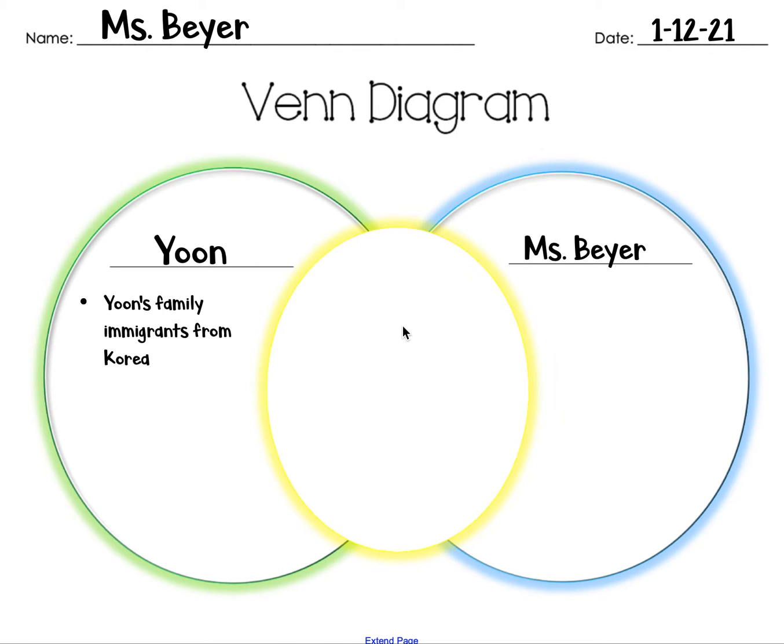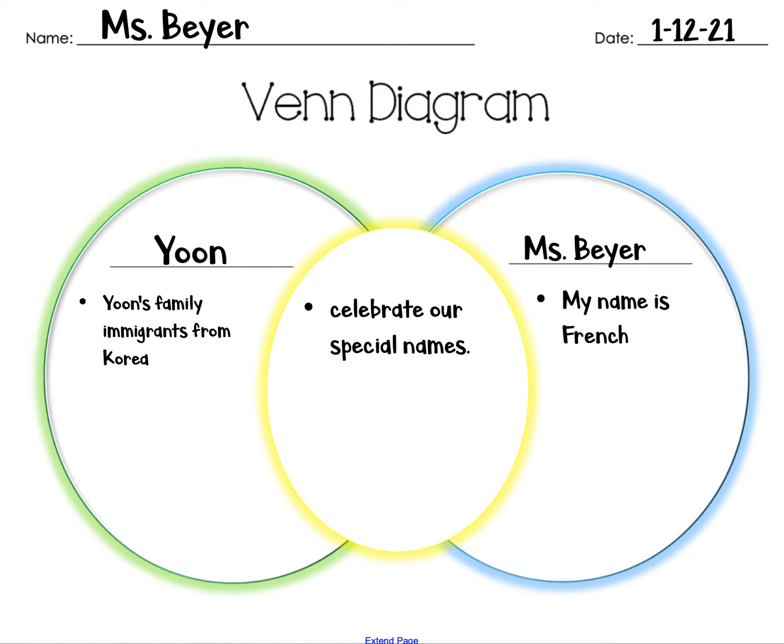Now, let's take a look at this yellow circle. I'm trying to think about something that I might have in common with Yoon. One thing I have in common with Yoon is that we both celebrate our special names. Now I want to think about something that is different from Yoon, something that is special just to me. My name is French. My first name is Natalie, and it's a French name. So I'm going to write that down in the Miss Byer blue circle here because Yoon's name is not French, so I cannot write it in this yellow circle.